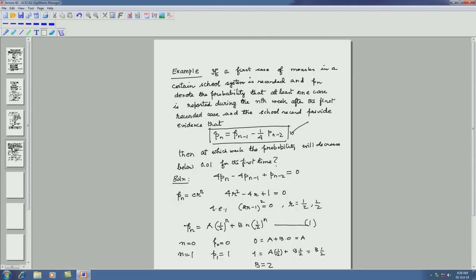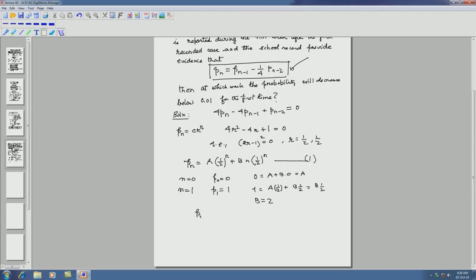Thus, we have the probability P n is equal to 2 times n into 1 by 2 to the power n, which is essentially n divided by 2 to the power n minus 1.